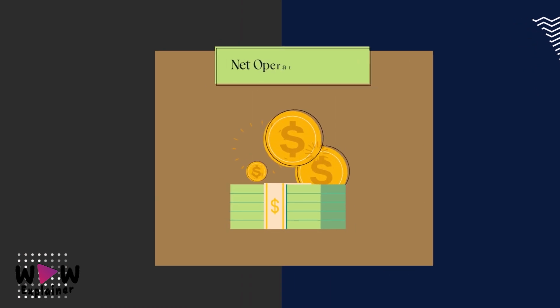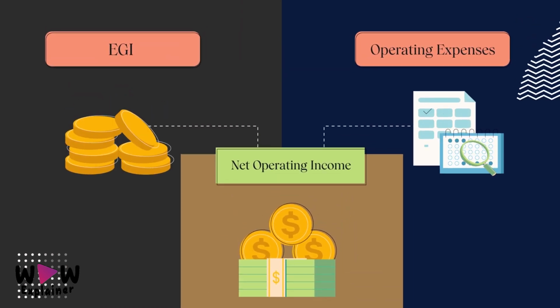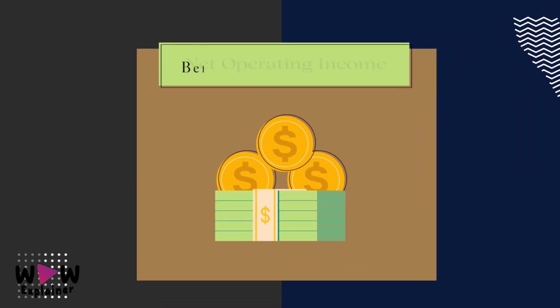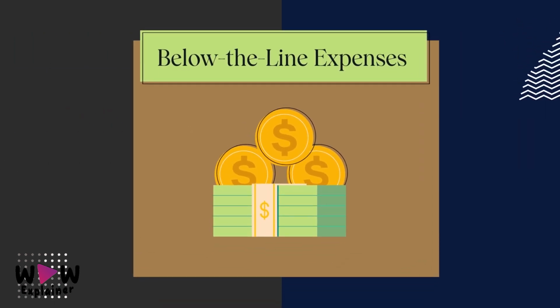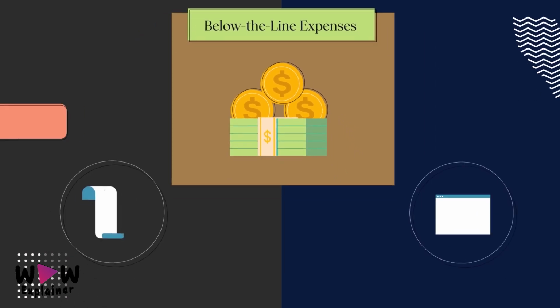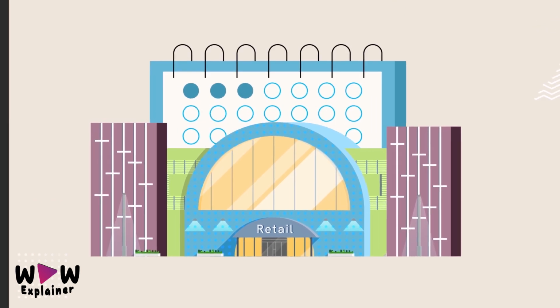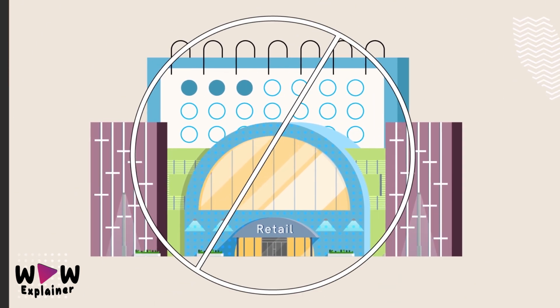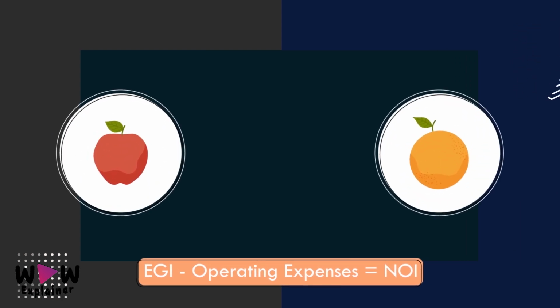To calculate net operating income, subtract a property's operating expenses from its effective gross income. However, there are expenses not included in this calculation called below-the-line expenses, such as debt service and capital expenditures. These expenses are not related to day-to-day operations and vary from property to property. NOI is a benchmark for apples-to-apples comparisons, so only typical expenses are factored in.